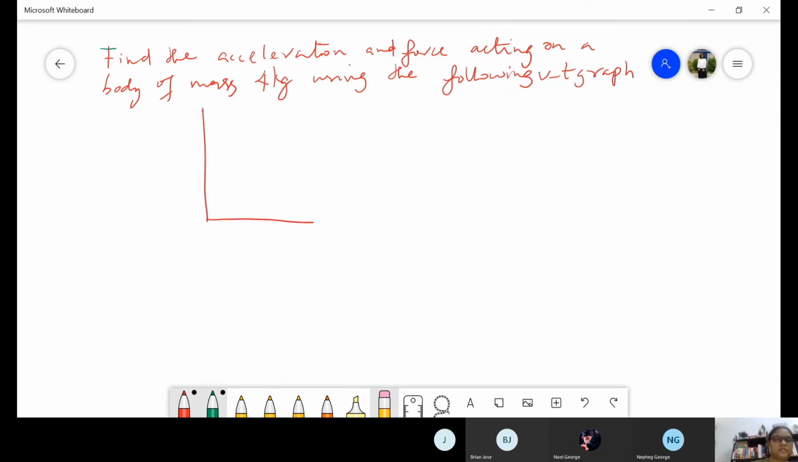So I'll draw the graph. The graph is a straight line. Then they have given you the velocity in meter per second and time is given in seconds. Then this is 10.